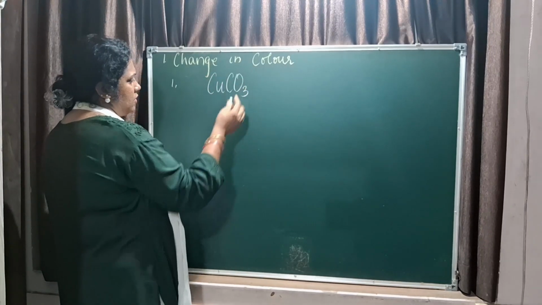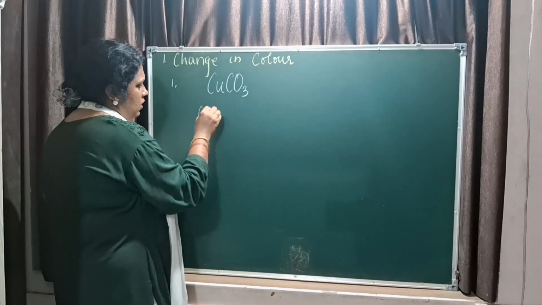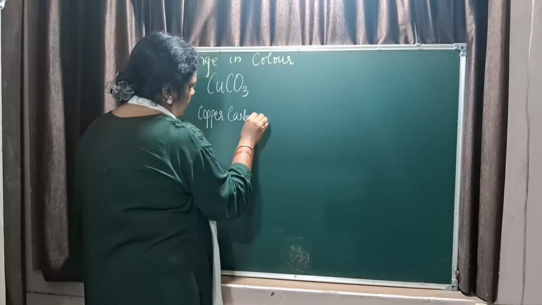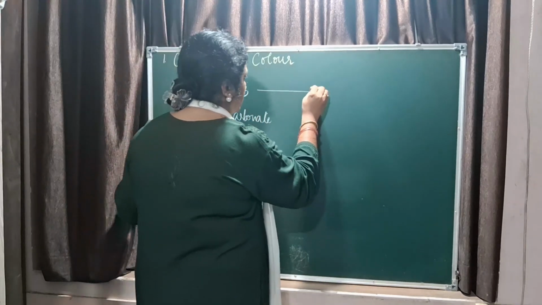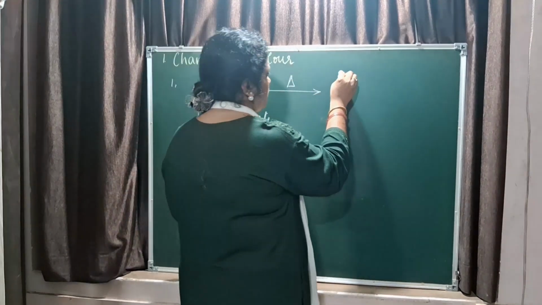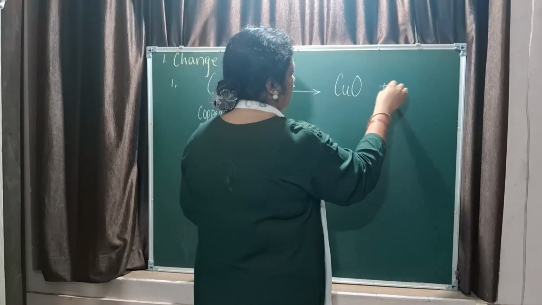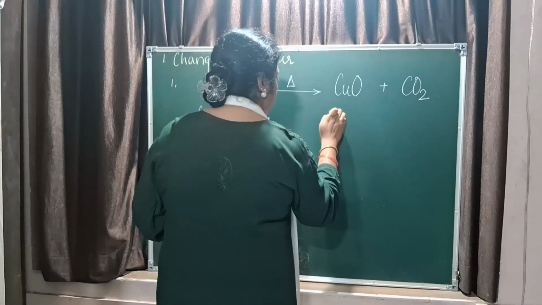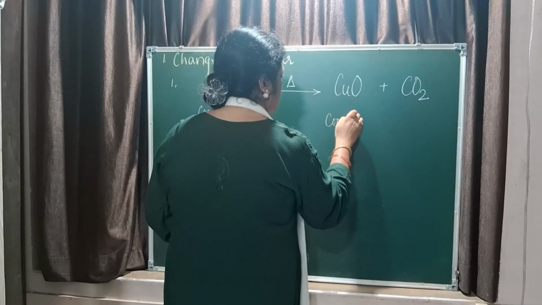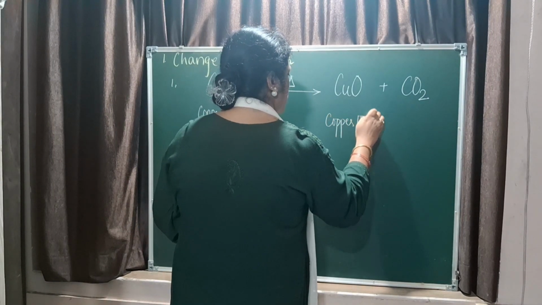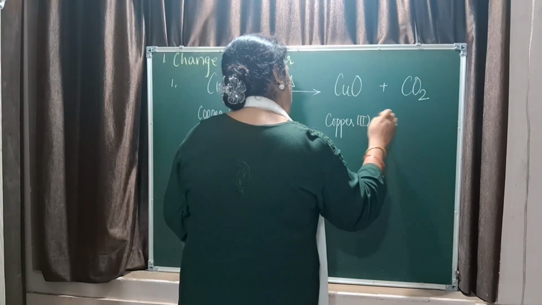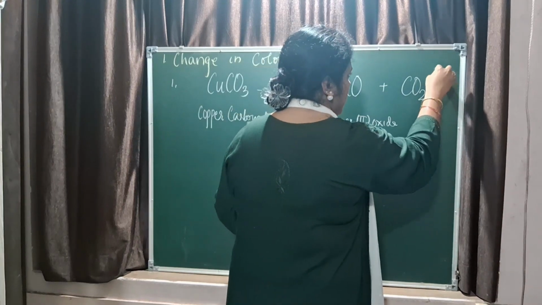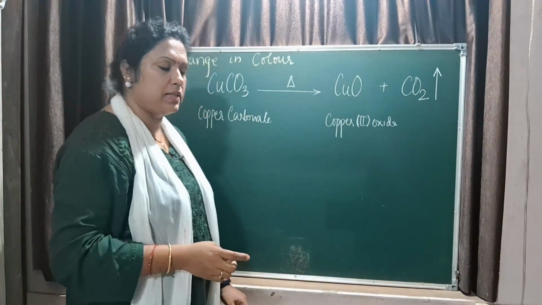Copper carbonate, okay. When it is heated strongly, you have the formation of copper oxide plus carbon dioxide, okay. Now here the valency of copper is 2. So copper 2 oxide, I hope you know this concept, right, copper 2 oxide, and this is carbon dioxide. This arrow tells you that the gas is released, okay.